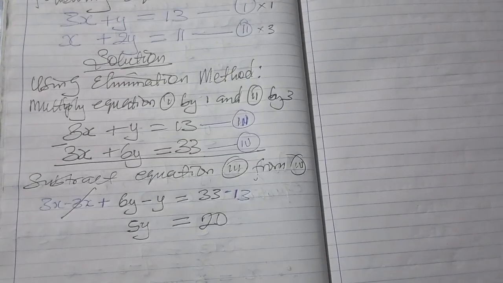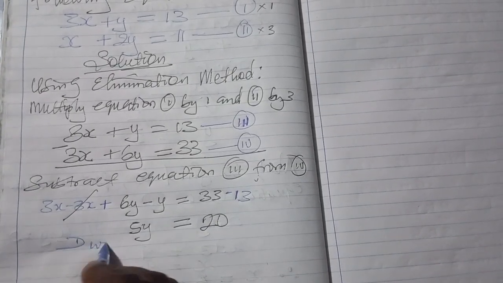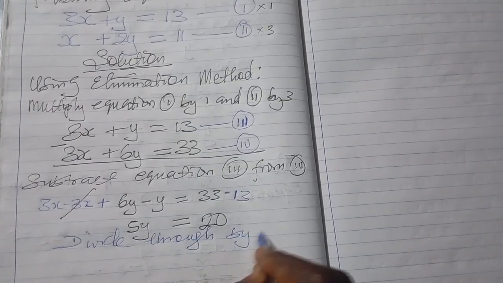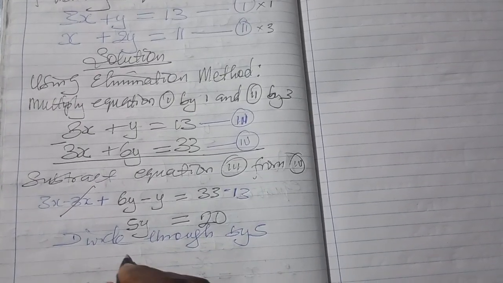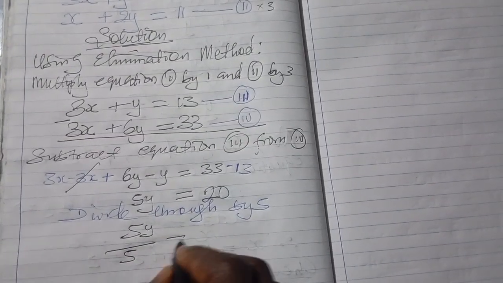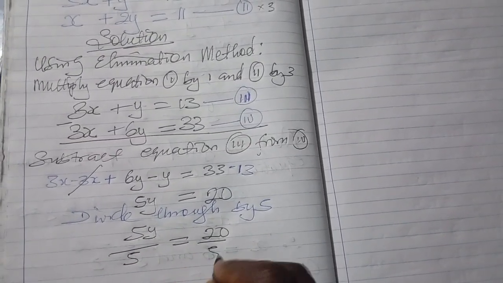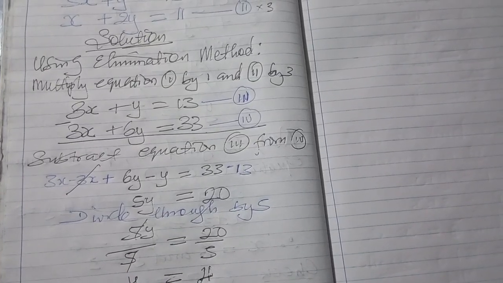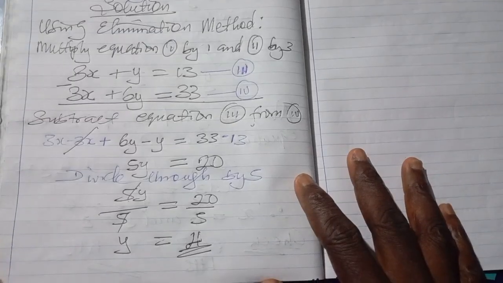Okay, good. 5y is equals to 20. Good. So that we divide through by 5 to find y. So you can have 5y divided by 5 is equals to 20 divided by 5. This can go. y is equals to 4. Okay, we have found y as 4.